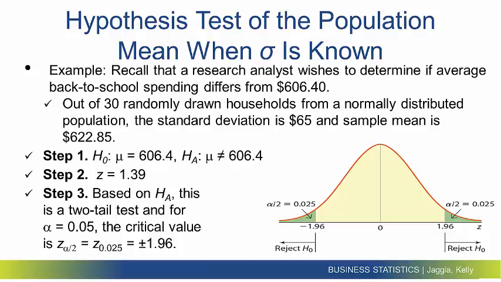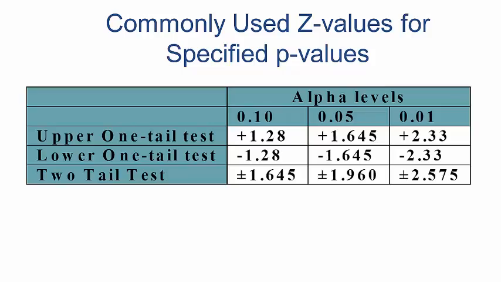Similarly, we could look up the Z statistic of 1.39, which yields a p-value of 0.0823. We need to multiply this by 2 to account for the two-tailed test. So 0.1649 is greater than alpha of 0.05, so we do not reject the null hypothesis. In conclusion, there is not enough evidence that the average back-to-school spending differs from $606.40. So that you don't have to look up corresponding Z critical values for given alpha levels, here is a table with these values.